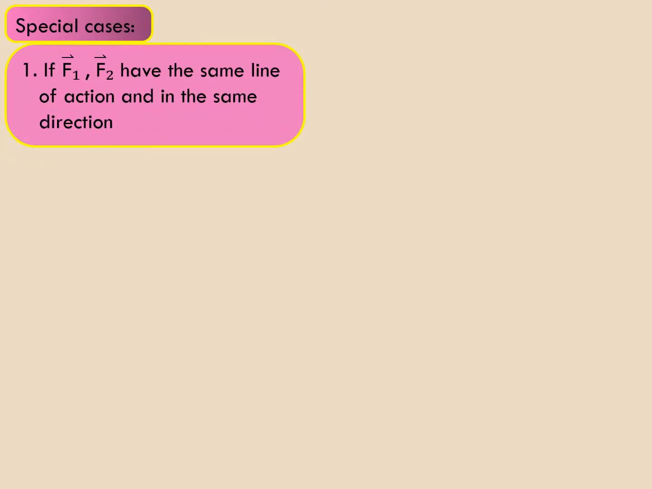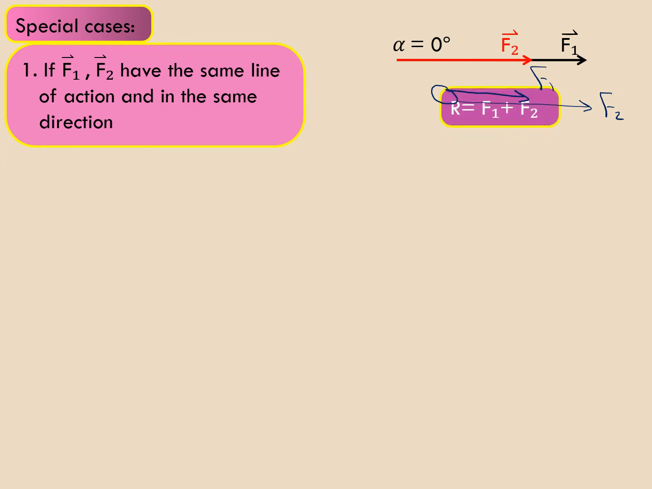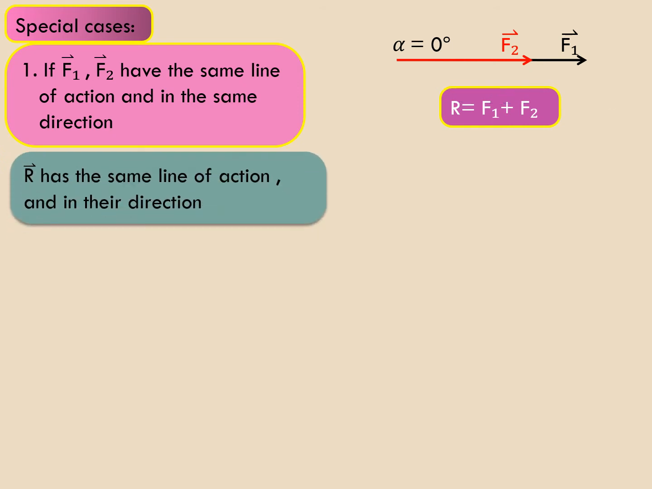Let me talk about the special cases. If F1 and F2 have the same direction, so if you have a body and F1 and F2 have the same direction, the resultant of the two forces will be the summation of the two forces. The magnitude of the resultant equals the summation of the two forces, and it has the same line of action of the forces.